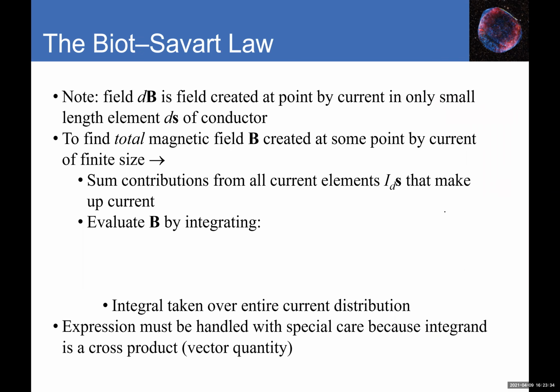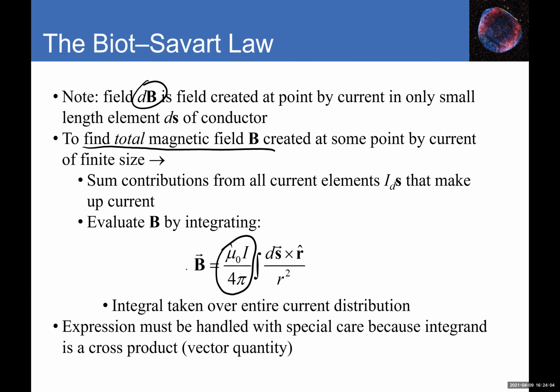Also note that dB is the magnetic field element created at the point by the current in only a small length element ds of a conductor. That's why we need to integrate to find the total magnetic field created at some point P. We need the contribution from all current elements that make up the current, so basically we evaluate this integral. Most of the time those can come out.